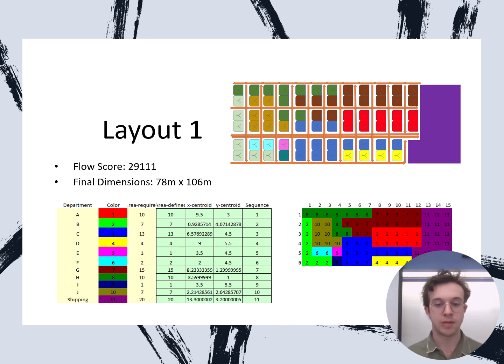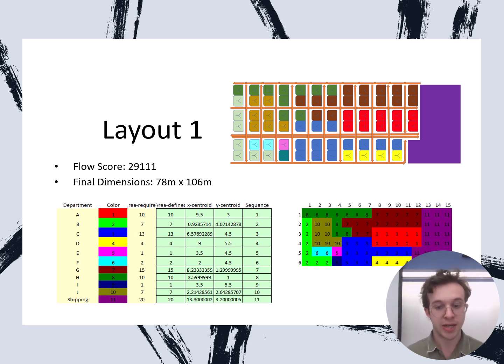Using our machine requirements and the distribution for each different processor, as well as the from-to charts that we calculated before, we calculated the first layout using the CRAFT software, which is shown here. The flow score for this layout was 29,111, and the final dimensions were 78 meters by 106 meters, with the 20% expansion buffer that we are using for this project.